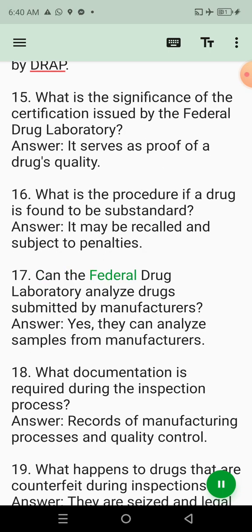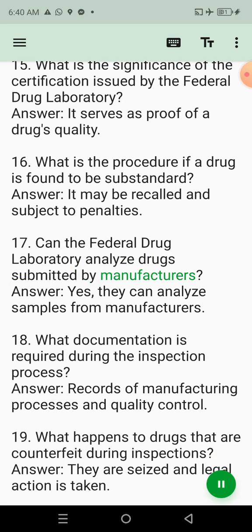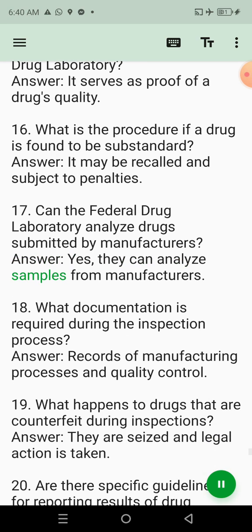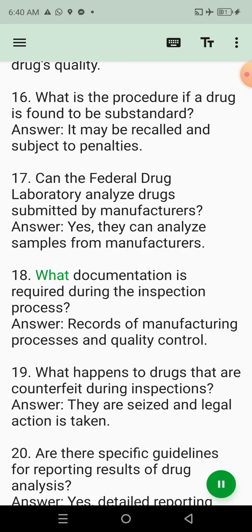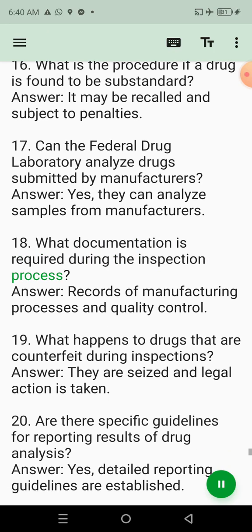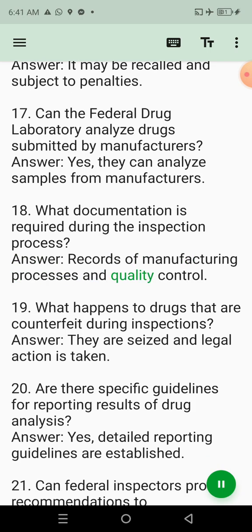17. Can the Federal Drug Laboratory analyze drugs submitted by manufacturers? Answer. Yes, they can analyze samples from manufacturers. 18. What documentation is required during the inspection process? Answer. Records of manufacturing processes and quality control.